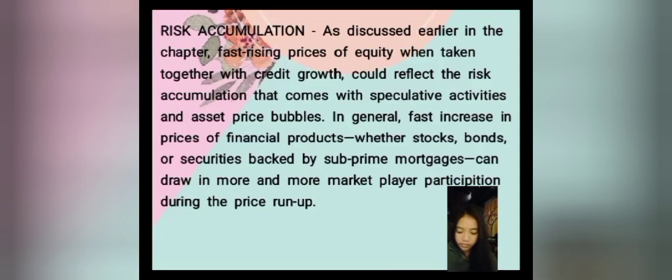Risk accumulation, as discussed earlier in the chapter: fast-rising prices of equity, when taken together with credit growth, could reflect the risk accumulation that comes with speculative activities and asset price bubbles. In general, fast increases in prices of financial products, whether stocks, bonds, or securities backed by subprime mortgages, can draw in more and more market player participation during the price run-up.